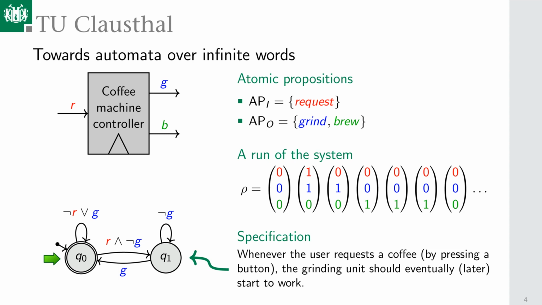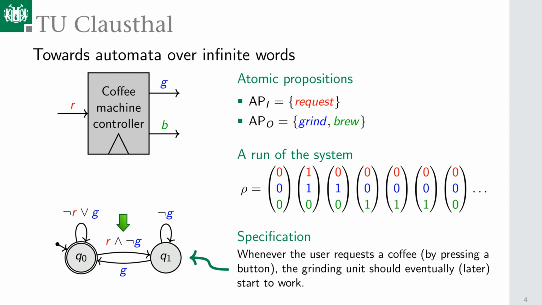A run of this example automaton stays in the left-hand state until a request is seen that is not immediately answered by the coffee machine controller with a grinding action. So while not R is true or G is true, a run stays in state Q0, taking the self loop here.